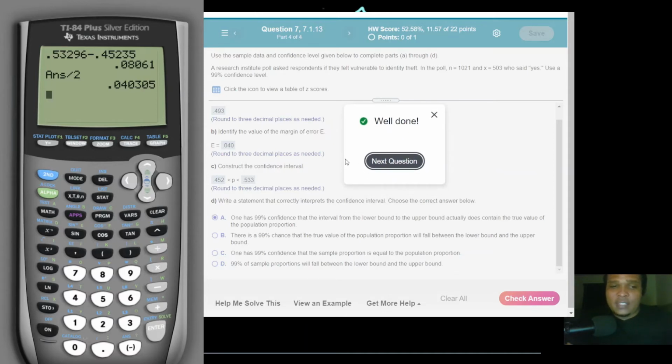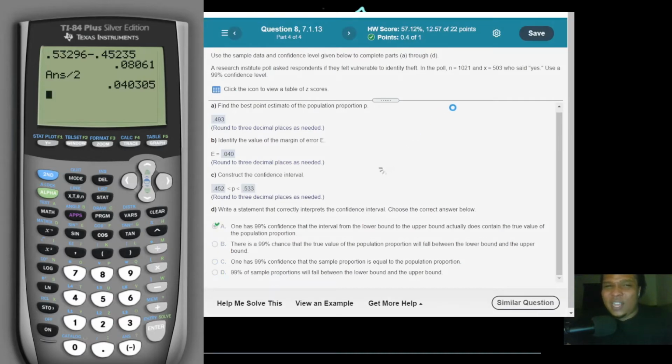It's always going to be in that terminology. Like one has 99% confidence, you have to make a callback to the confidence level that you used. The confidence level was 99, so you have to say something along the lines of one has 99% confidence that the true population proportion is contained within the two numbers. Just look at this terminology: that the interval from the lower bound to the upper bound actually does contain the true value. You want that lingo. That's what you want to aim for.